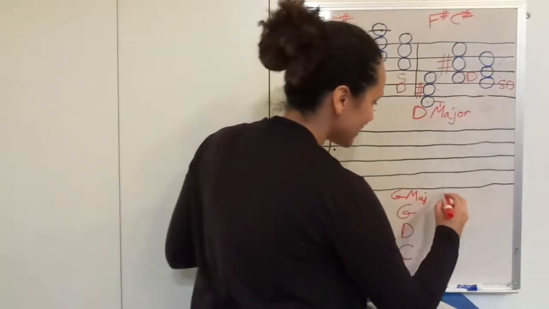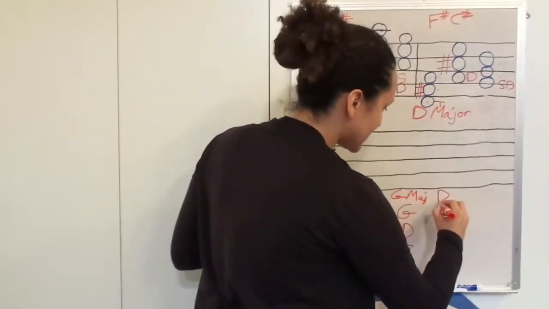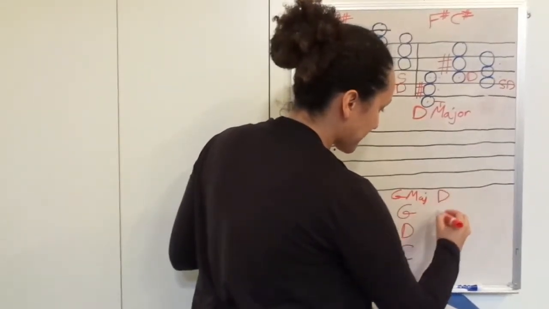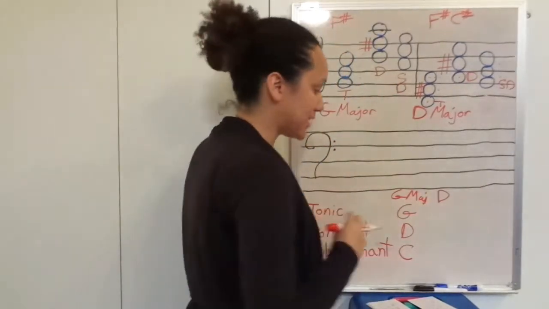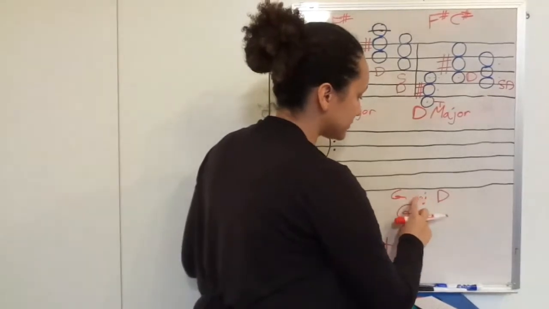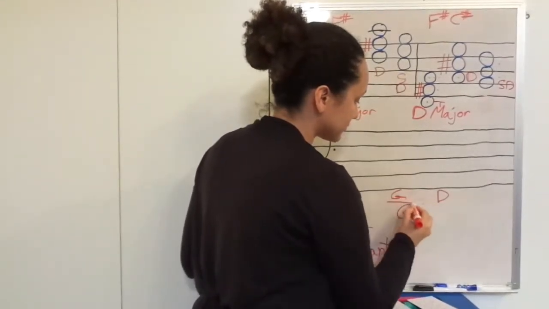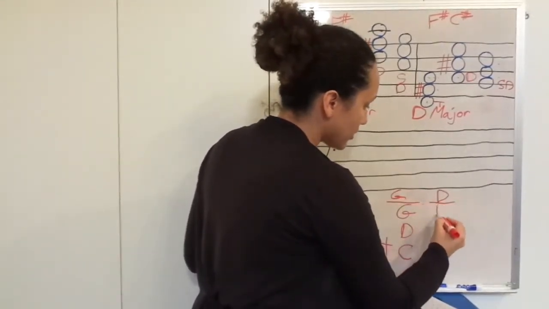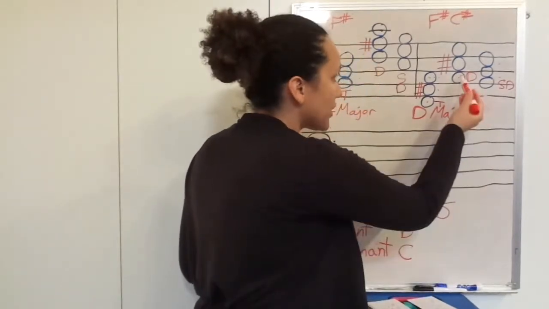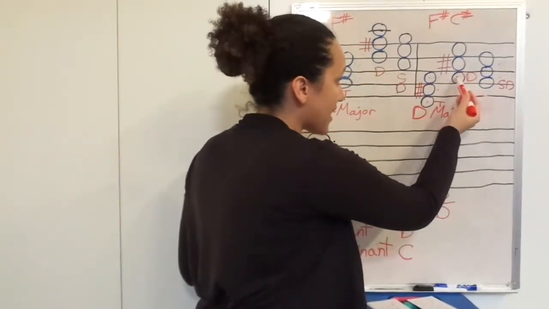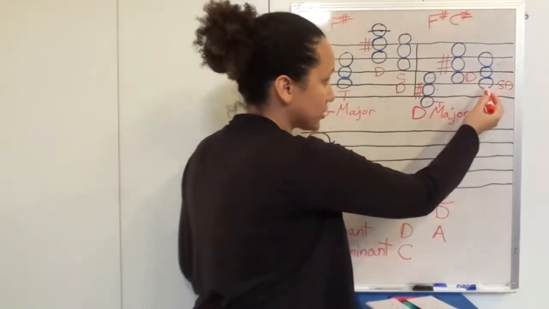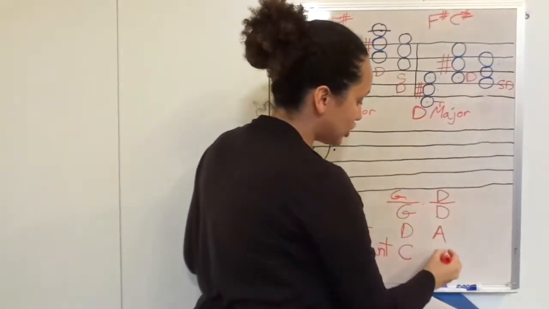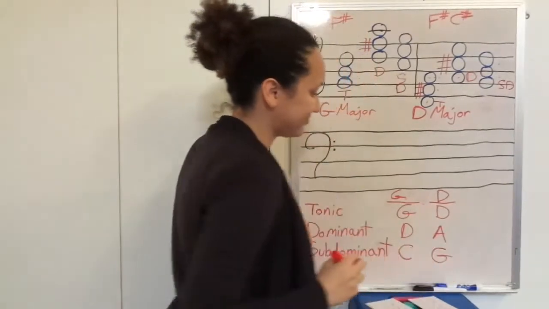Okay, over here, this is D major. Capital, we'll just leave it like that. Capital means major, so we won't worry about it. The 1 chord is the D. The 5 chord or dominant is the A. The 4 chord or subdominant is the G. There we are.